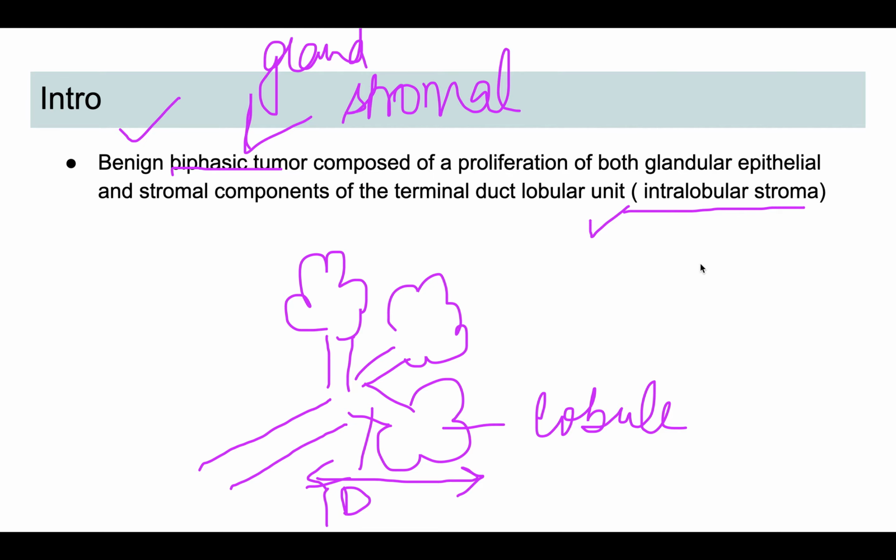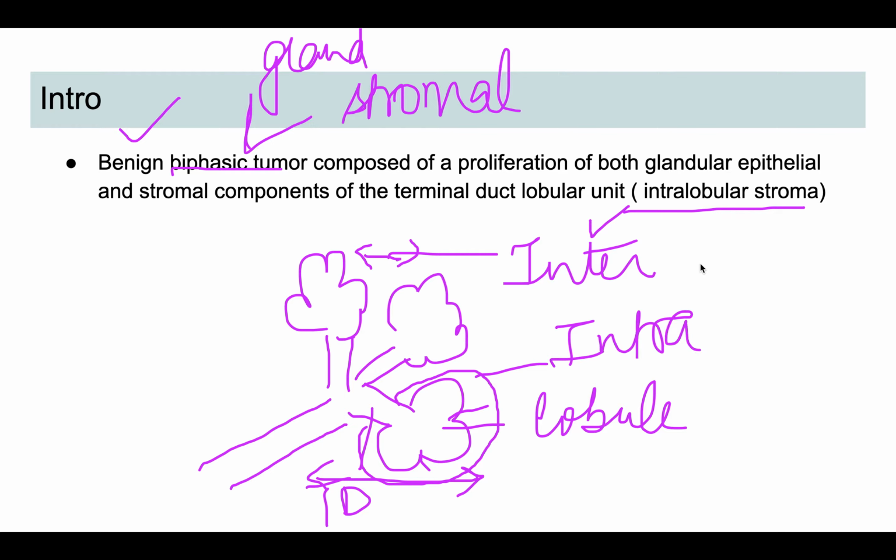Now the stroma which is involved in the case of fibroadenoma is intralobular stroma. There are two types of stroma. The stroma which is between two lobules is known as interlobular stroma. However, the stroma which is just around the lobule and between the spaces is intralobular stroma. So this is the tumor in which there is proliferation of the intralobular stroma.